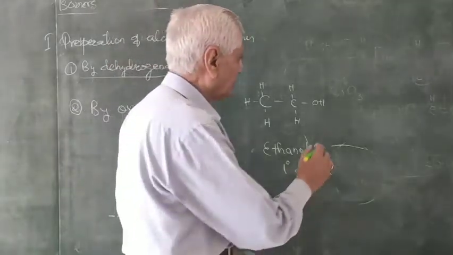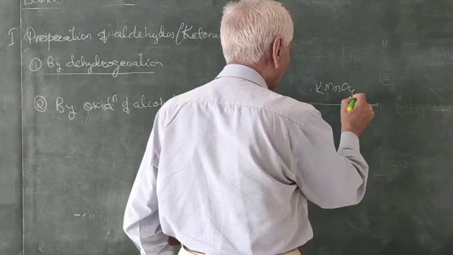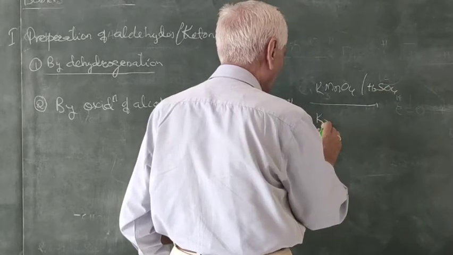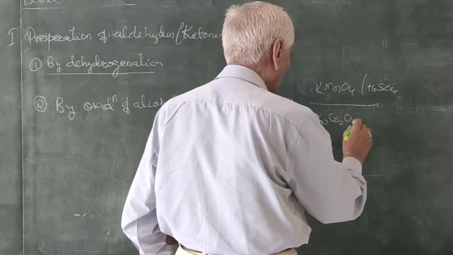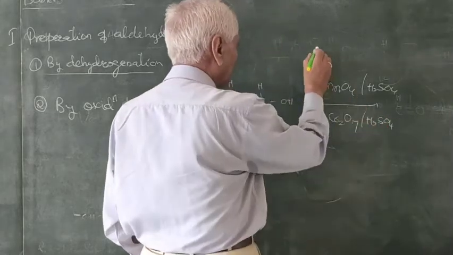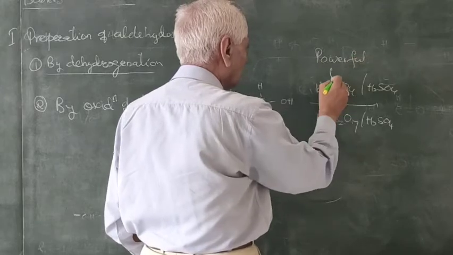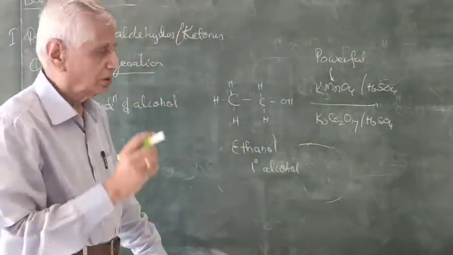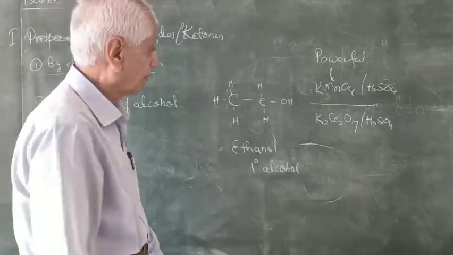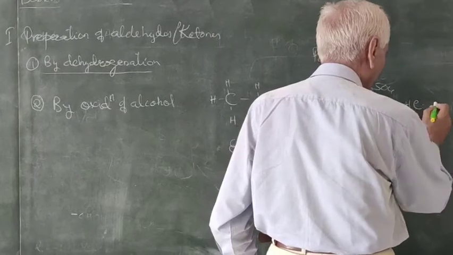If you react it with potassium permanganate with sulfuric acid, or potassium dichromate K2Cr2O7 and sulfuric acid, these are very powerful oxidizing agents. So what happens here is you will not get the aldehyde but you will get the acid, because first it will undergo reaction to give you aldehyde only.